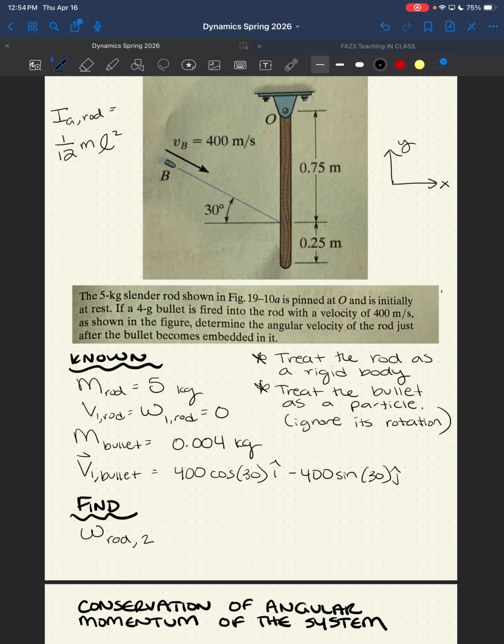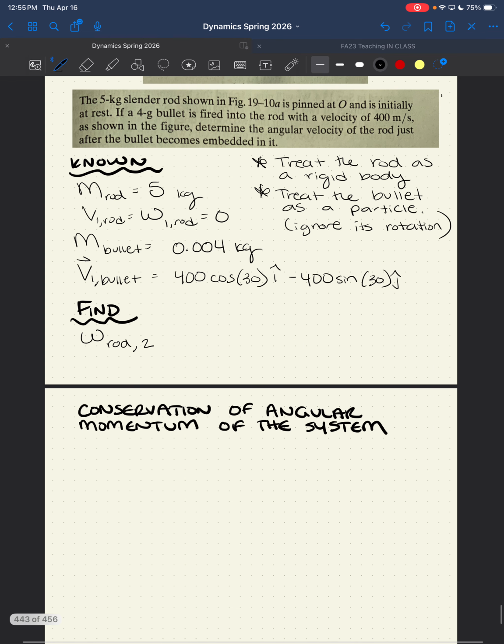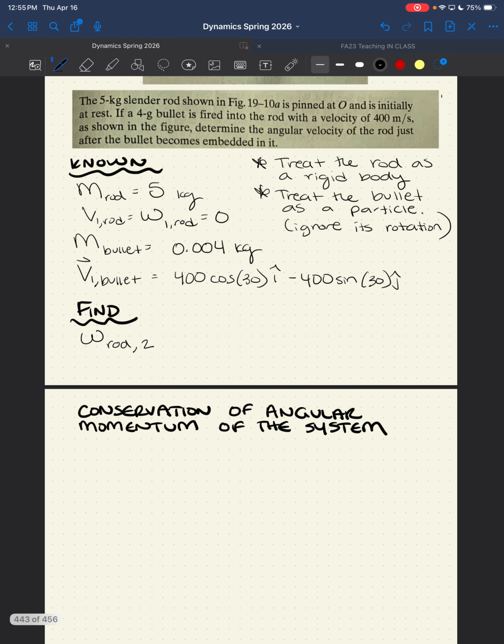Okay, so this means that I need to find the angular momentum about O of the bullet plus the angular momentum about O of the rod at time 1. And set that equal to the angular momentum of the bullet plus rod at time 2.